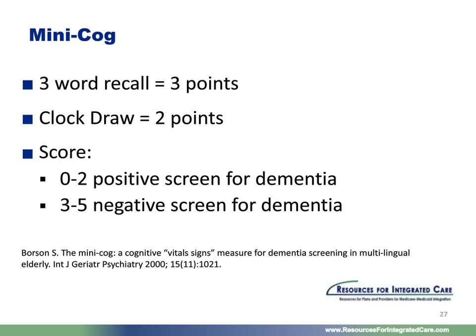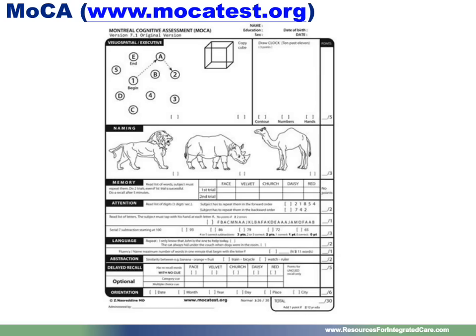And here is just a copy of the Montreal Cognitive Assessment Test that's available online at www.mocatest.org. This is a not copyrighted test that's available in many languages online. This test takes a little bit longer to administer. You can see it's a little more in depth, but it tells you which domains you're testing, and also it's more sensitive for picking up mild cognitive impairment. So it's a better screening tool to pick up on slight cognitive impairment. So a nice resource to be aware of as well.